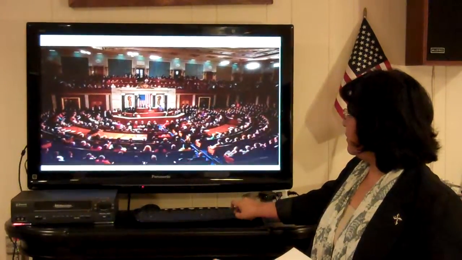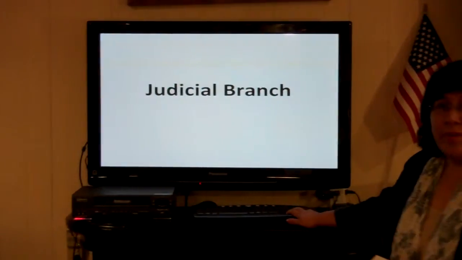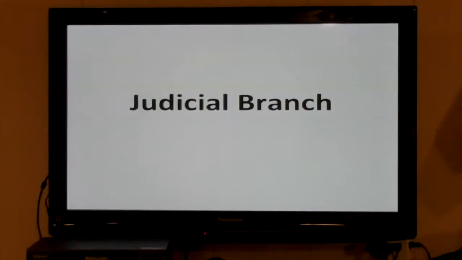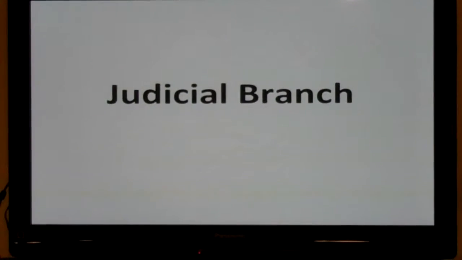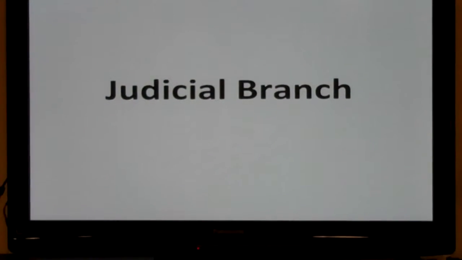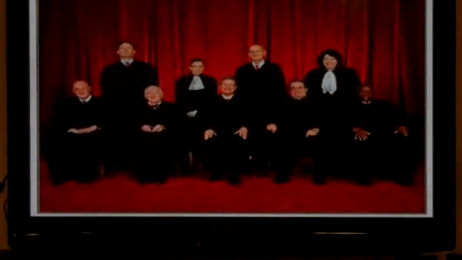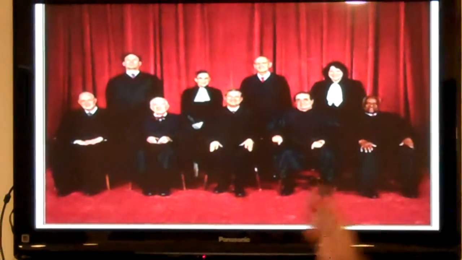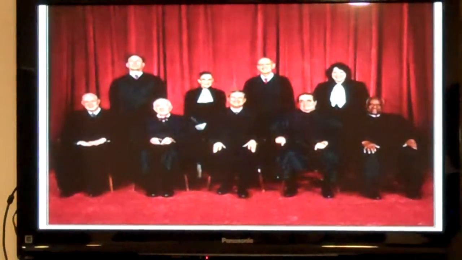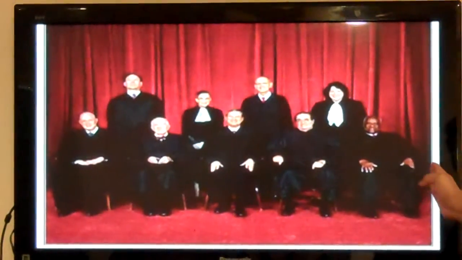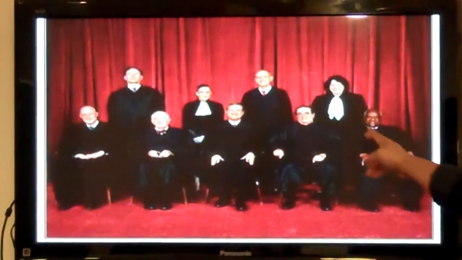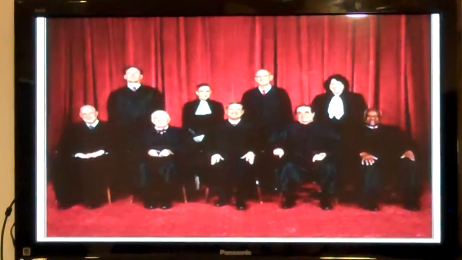Let us move to the next, the judicial branch. See how many judges or justices are in the judicial branch. 8, 7, 2, 9, there you go, perfect. These are the current justices that are serving our country right now. You have 9, and you see there are 2 ladies, so we need more ladies.